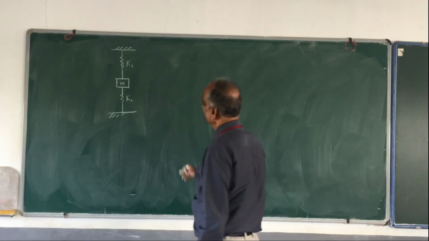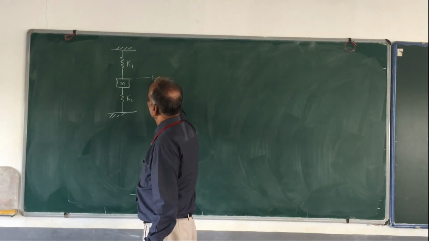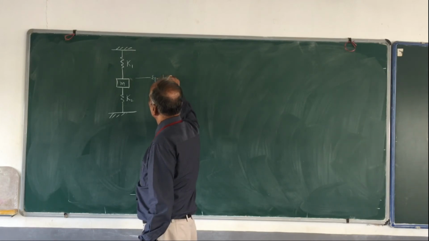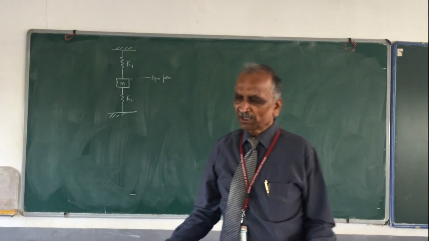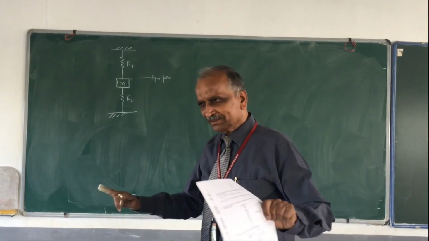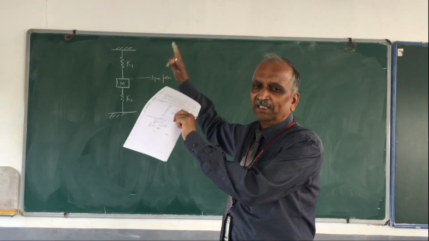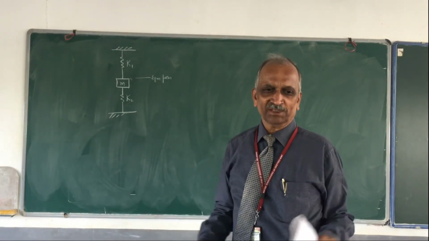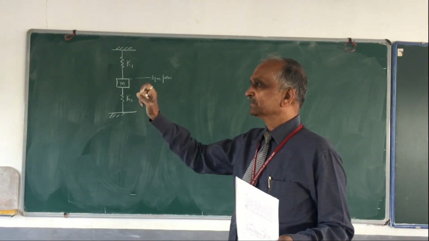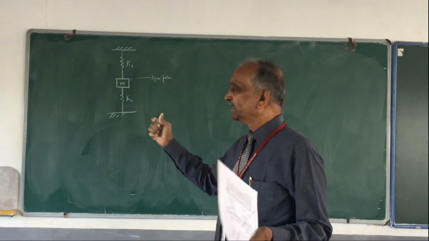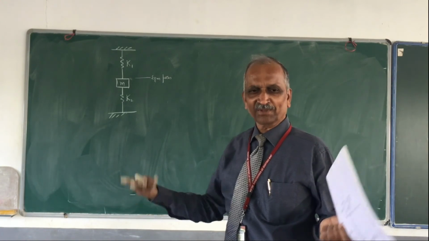Let me assume that this is the equilibrium position. Anyway, the forces in the springs at the time of equilibrium are not going to be there in the final expression of the natural frequency. You might have observed in all the cases so far, the springs' deflection at equilibrium, we call it delta ST. Did you have delta ST finally in the expression?